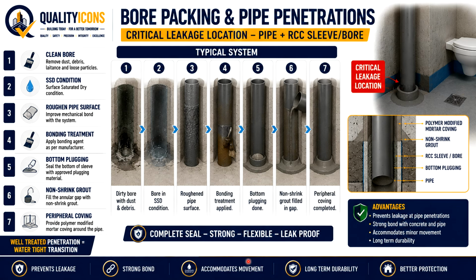Finally, peripheral coving is provided around the pipe. See this. The objective is to create a continuous watertight transition between the pipe and RCC slab. Pipe, bottom plugging, RCC sleeve, non-shrink grout, polymer modified mortar coving. This is the system.